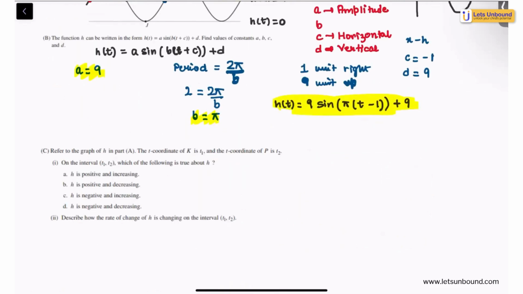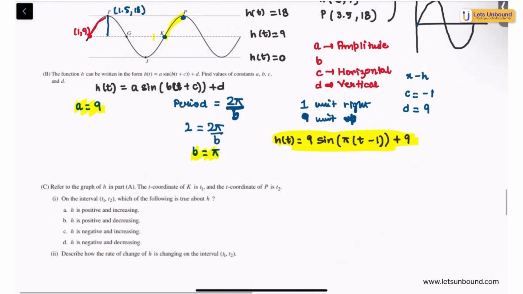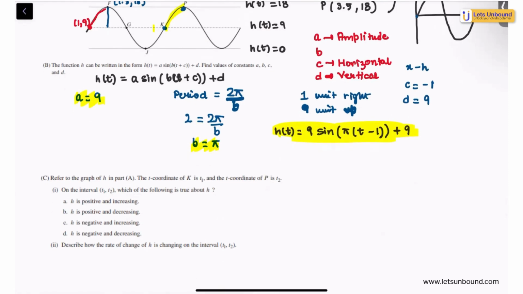It says refer to the graph h in part A, and the t coordinate of K is t1 and the t coordinate of P is t2. So they are talking about this part of the graph from K to P. On this interval from t1 to t2, t1 and t2 are nothing but the x coordinates of K and P. What do you think is true about h? Is h positive and increasing, positive and decreasing, negative and increasing, or negative and decreasing? If I look at it, the values of the coordinates are 9 and 18, which means they're definitely positive. So either option A or B will work.